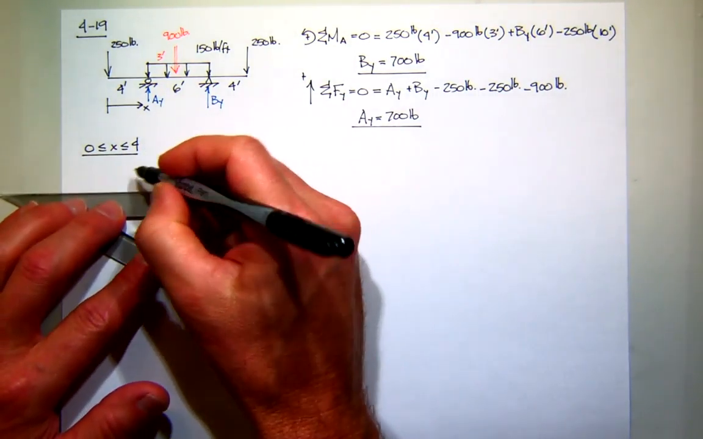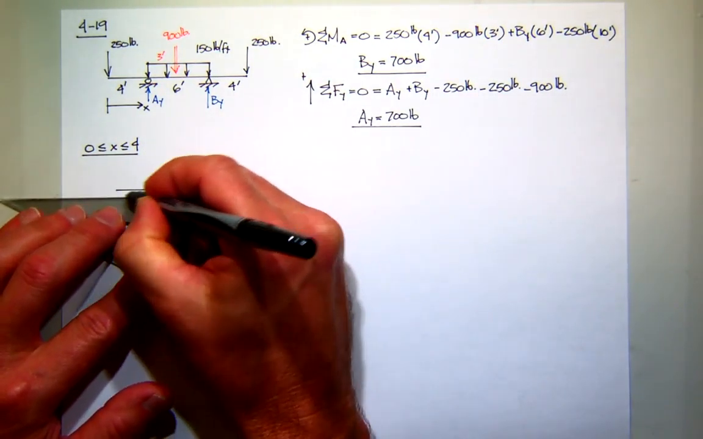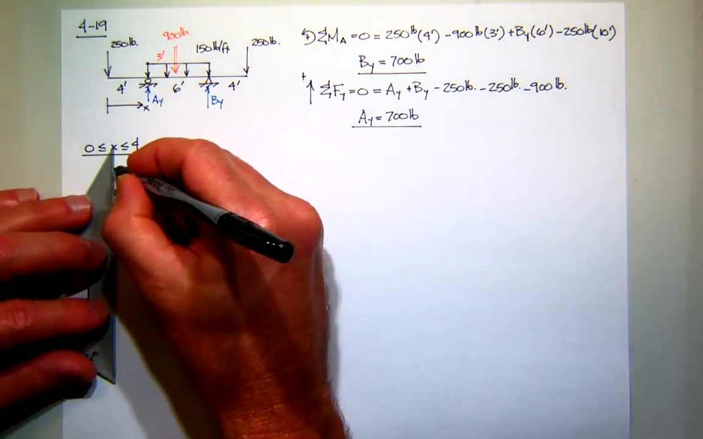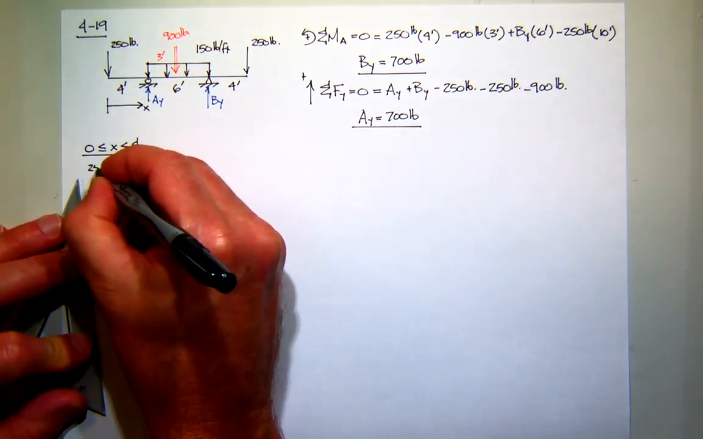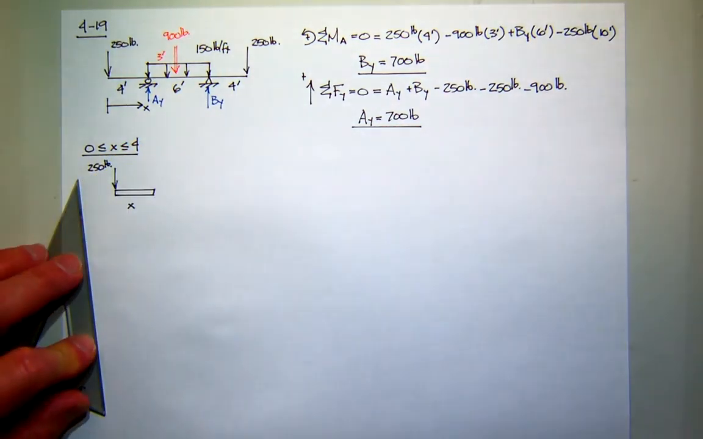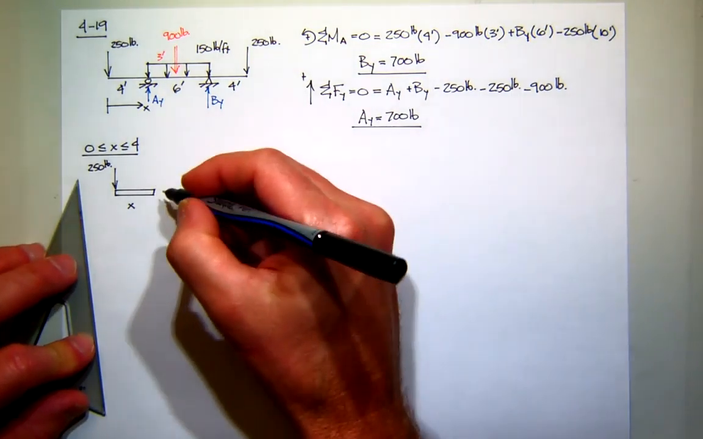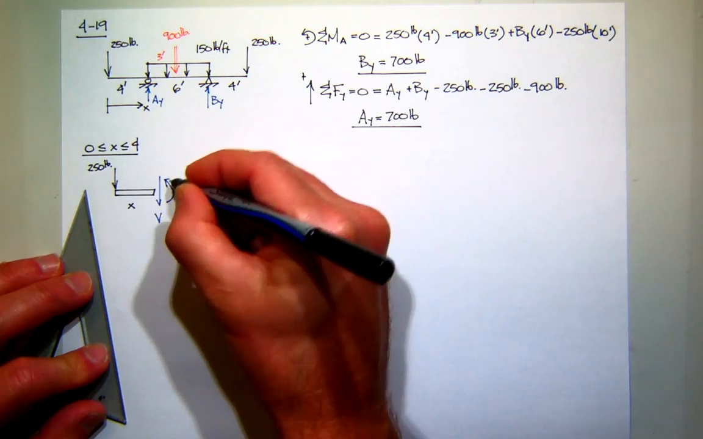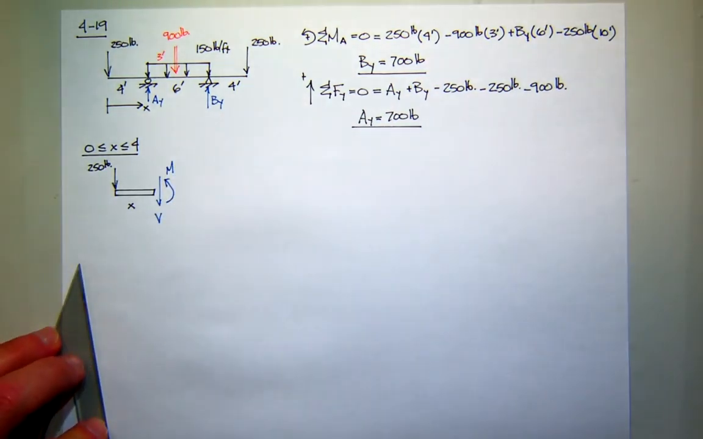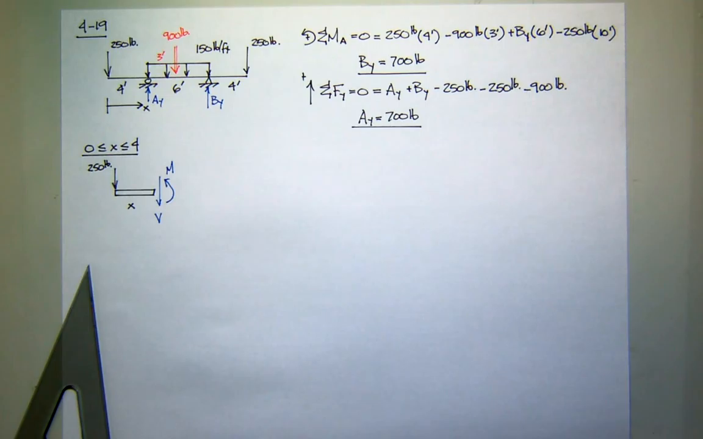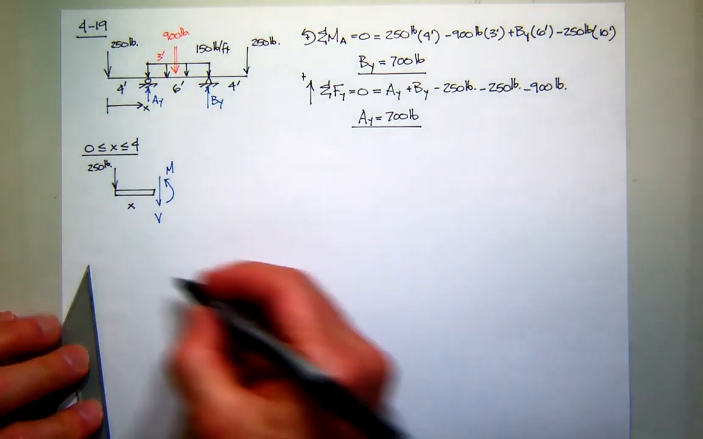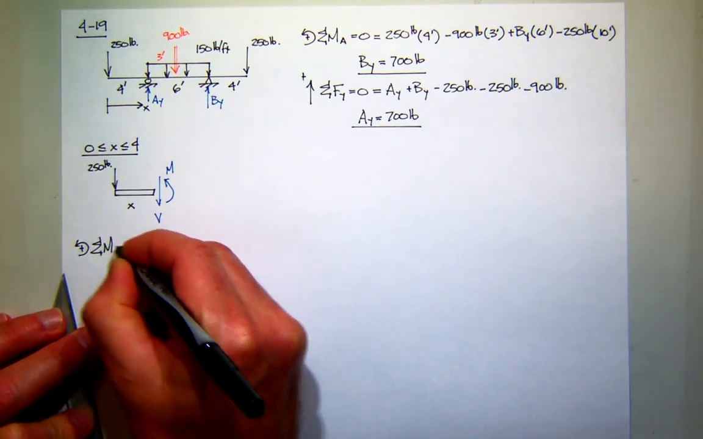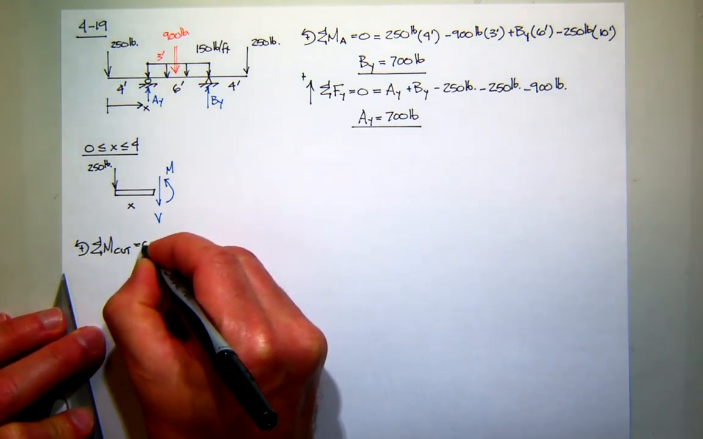So I'm going to draw a free body diagram of that little chunk of the beam. That's x long, and it has the 250-pound force there. And then what else? Nothing. So now I'll have positive shear, positive bending moment. Can you solve for those 2 things? Sure. So I'll sum moments at this cut that I made. Make sure they're in equilibrium.